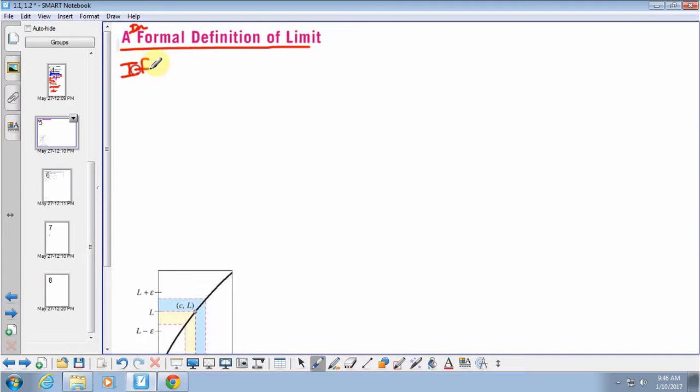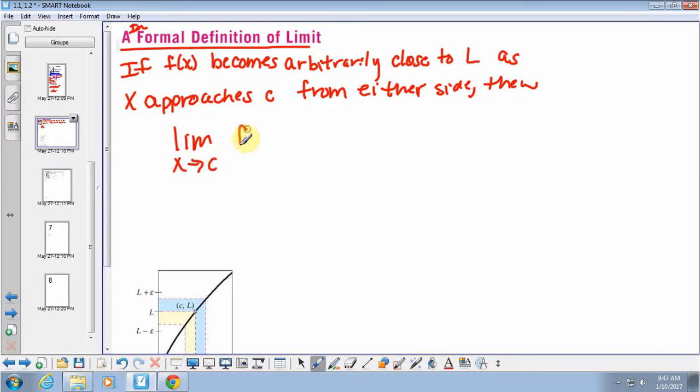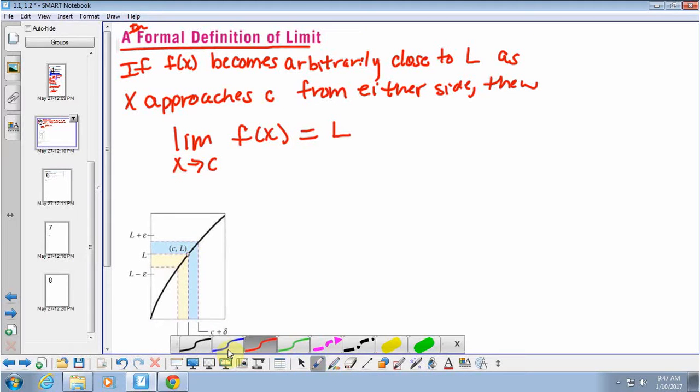If f of x becomes arbitrarily close to L as x approaches C from either side, then the limit as x approaches C of f of x is L. Now let's break this down.